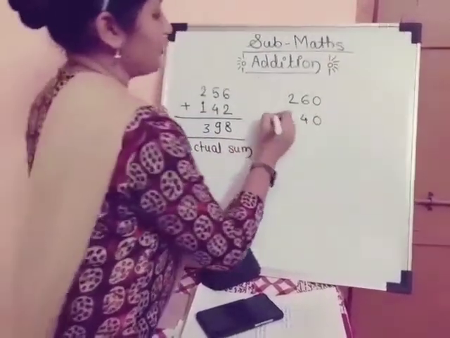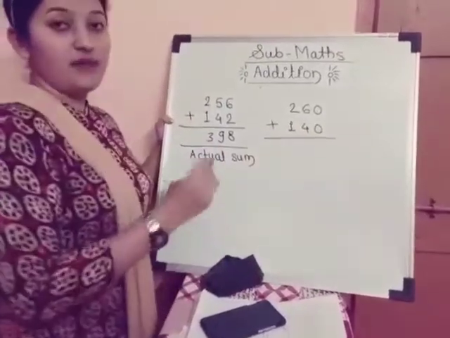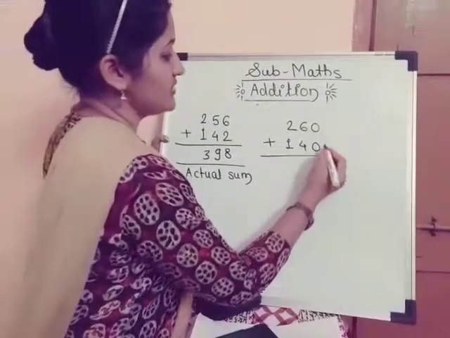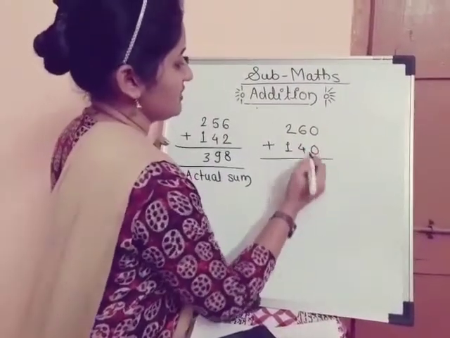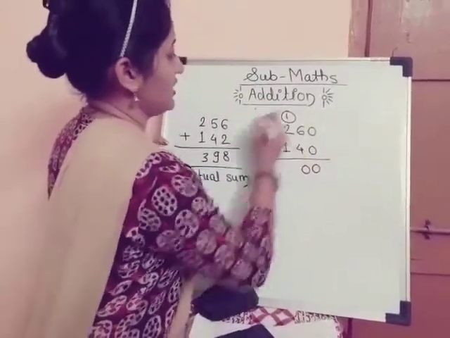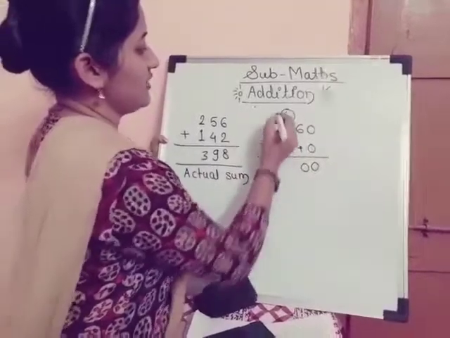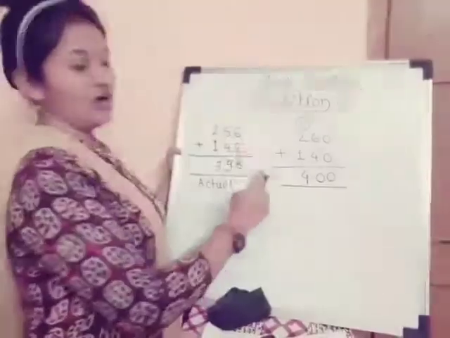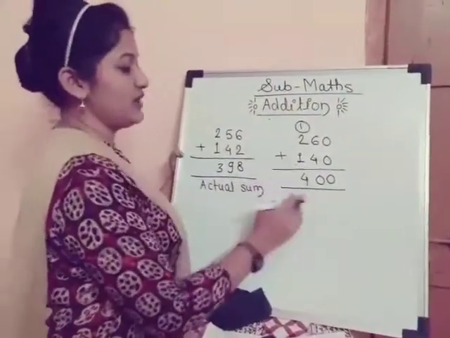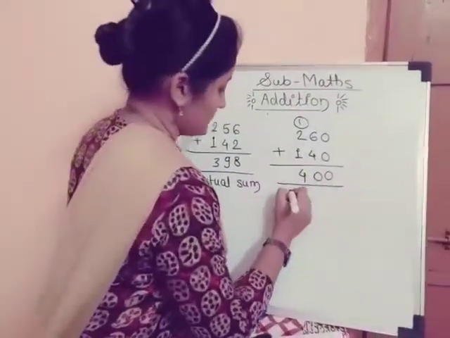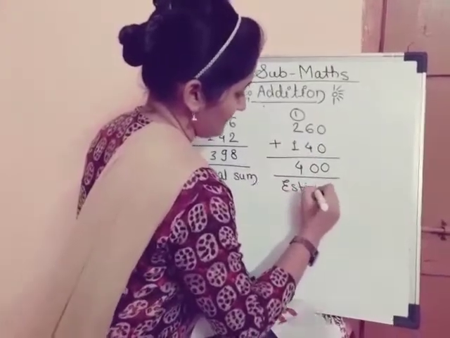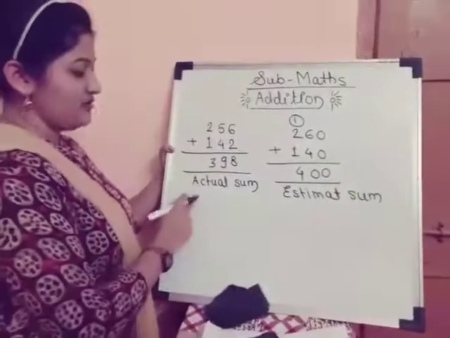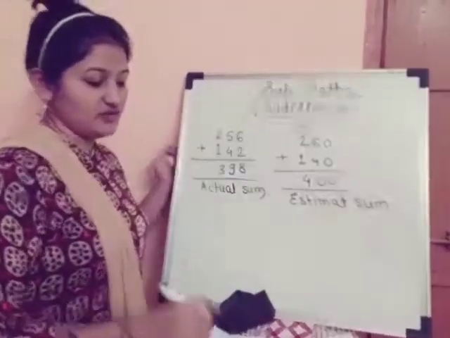And if you add the numbers after rounding off, like 0 plus 0, 0, 6 plus 4, 10, 0, 1 carry forward, 2 plus 1, 3, plus this one, 4. This answer, after rounding off both the numbers and adding them, is called the estimate sum. So this was the concept of actual sum and estimate sum of the given numbers.